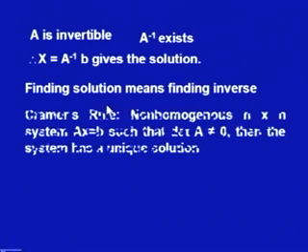Now, this is actually the basis for a method called Cramer's rule, and according to this, for a non-homogeneous n by n system Ax equal to b, given that determinant A is not 0, the system has a unique solution. So, this method is applicable when determinant A is not 0.